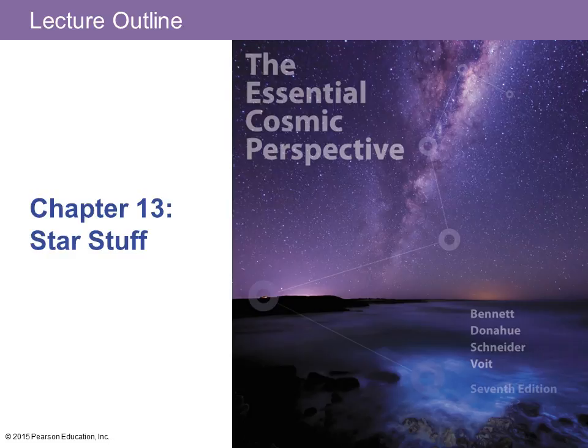This is chapter 13 of Astronomy 100. The chapter is called Star Stuff. There are 4 sections in this chapter: star birth, life as a low mass star, life as a high mass star, and then stars in close binary systems. So we'll look at each of these 4 sections fairly quickly.